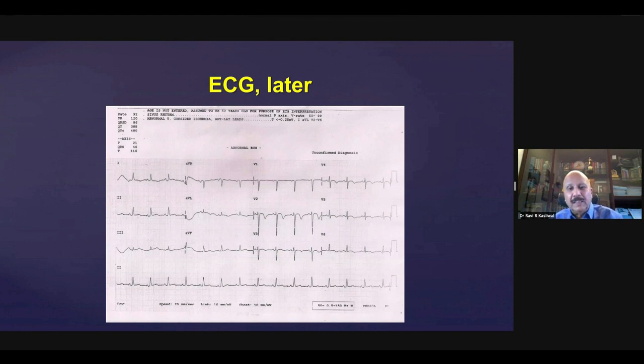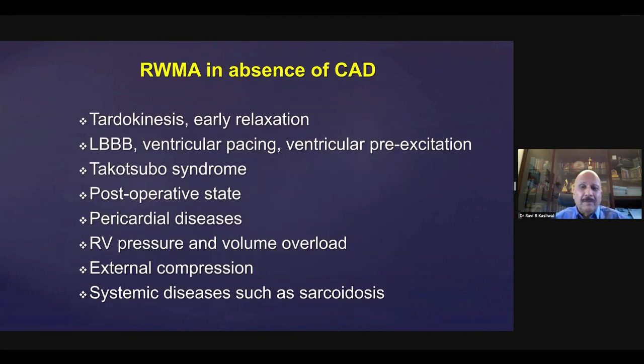And the ECG later of this young gentleman showed T-wave inversions in V2, V3, V5. Now, there can be regional wall motion abnormalities. We have just said 2 minutes ago that it is synonymous with CAD, but sometimes you may have tardokinesis, you may have early relaxation, you may have LBBB, ventricular pacing, ventricular pre-excitation, Takotsubo syndrome, postoperative states, pericardial disease. All these things can also give rise to regional wall motion abnormalities. So when you have seen it, you'll have to put it in a proper perspective.